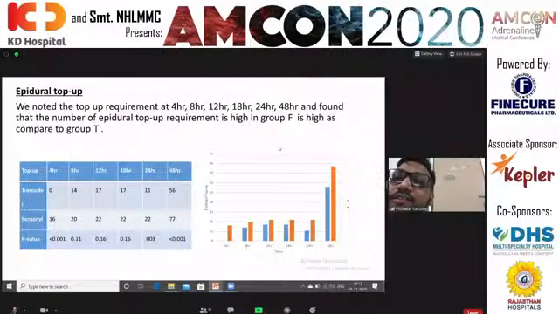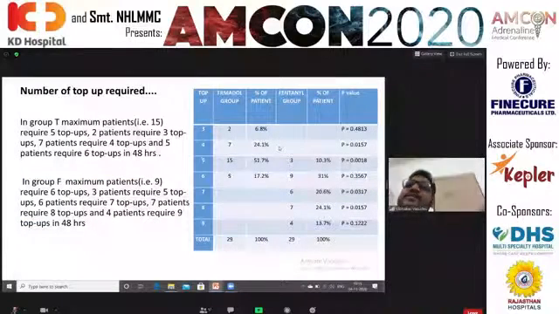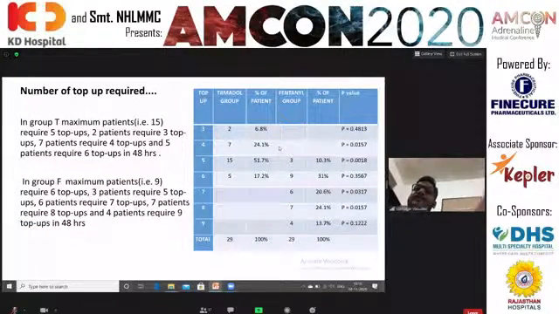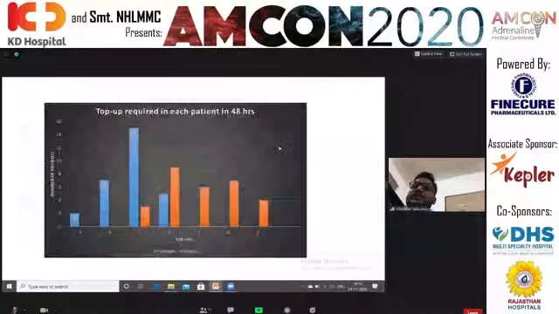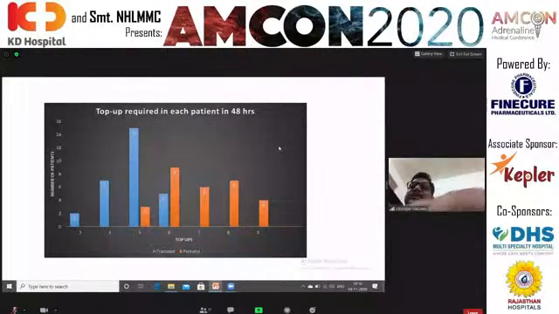throughout the study. Next. Here is the number of top-ups required per patient in 48 hours. Here we can see that top-up required in group tramadol was between 3 to 6, whereas in group fentanyl it was higher, between 4 to 9 throughout the study in 48 hours. Next. This is a representation of top-up requirement in both the groups. Red for fentanyl and blue for tramadol. Next.